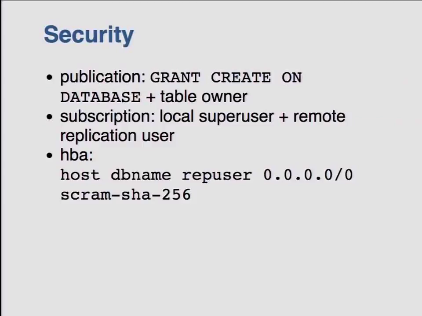And on the remote end, so you have two users basically, right? The user that creates a subscription and then the user you connect as. They don't necessarily have to be the same. And the remote user has to be a replication user. That's the same thing as we had before. And then you need an HBA entry. You know, you could use SCRAM, hopefully, in Postgres 10.